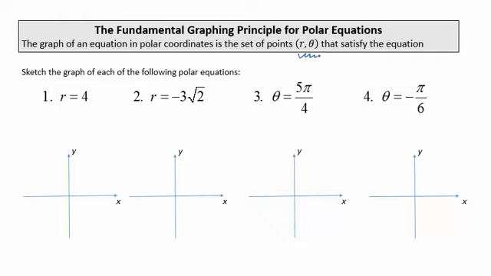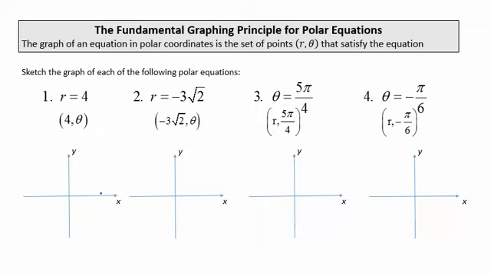In each of these examples, only one of the variables r and theta is present, making the other variable free. This makes each of these graphs easier to visualize than others. In the equation r equals 4, theta is the free variable. The graph of this equation is all of the points of the form 4 theta for any choice of theta.